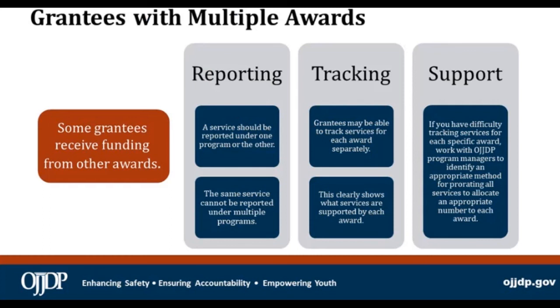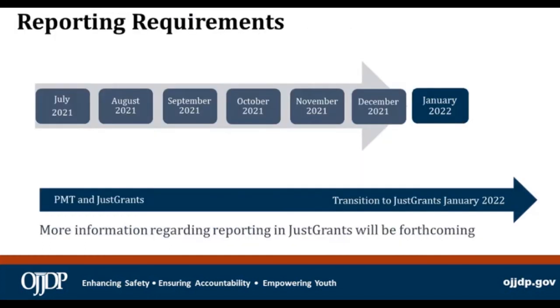You'll be reporting on the activities that occurred between July and December 2021 and January 2022. Discretionary award reporting deadlines are July 30th for the reporting period January 1st through June 30th, and January 30th for the reporting period July 1st through December 31st. More information regarding reporting in JustGrants will be forthcoming.